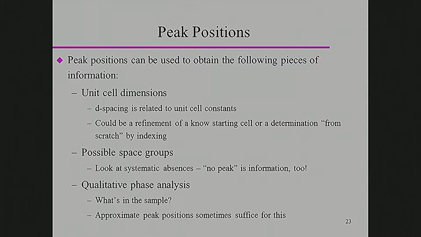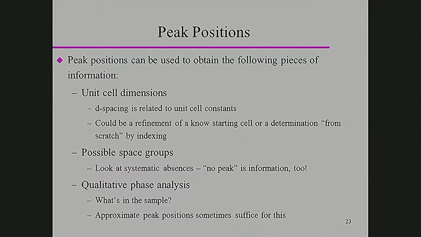So let's start with the peak positions. What kind of information do we get from the peak positions? Obviously, our unit cell dimensions are related to our peak positions. D-spacing can be correlated to our unit cell constants. Now, this could mean that we are doing a refinement if we already know the unit cell, or we may be determining our unit cell from scratch by indexing.